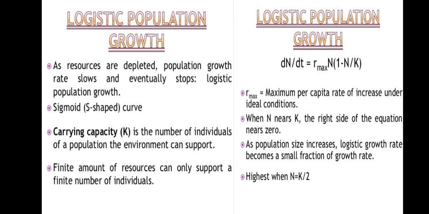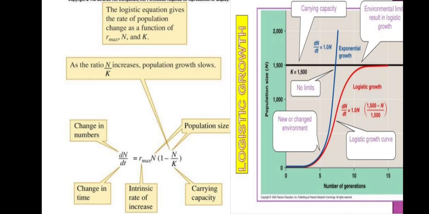It is calculated by the formula dN/dt = r max N (1 - N/K). R max means the maximum per capita rate of increase under ideal conditions, where N and K, the right side of the equation, nears zero. As the population size increases, the logistic curve's growth rate becomes a small fraction, and it is highest when N is equal to K/2.